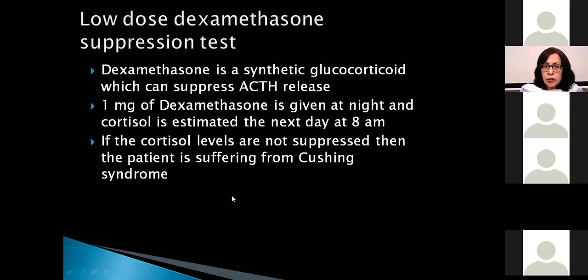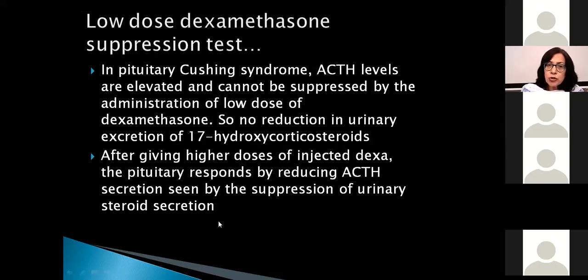How do you do a dexamethasone suppression test? Dexamethasone is a synthetic glucocorticoid which can suppress ACTH release. 1 milligram of dexamethasone is given at night. Cortisol is estimated at 8 AM. If the cortisol level is not suppressed, the patient is suffering from Cushing syndrome. In pituitary Cushing syndrome, ACTH levels are elevated and cannot be suppressed by administration of a low dose of dexamethasone. If the pituitary is hyperfunctioning and a lot of ACTH is being produced, a low dose of dexamethasone will not suppress it. So it will not suppress the cortisol.